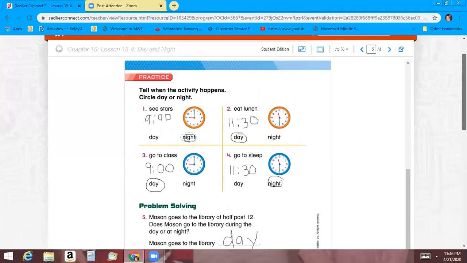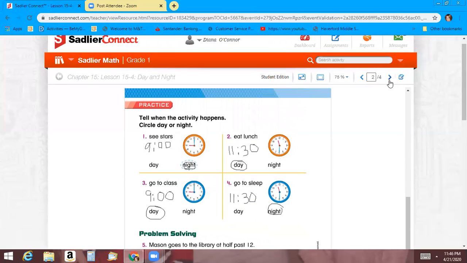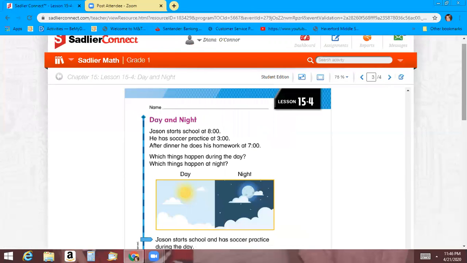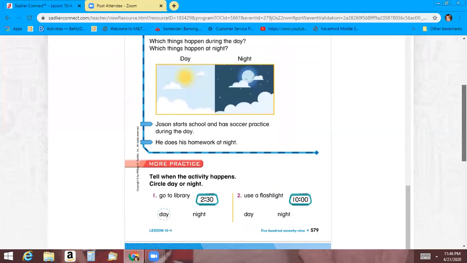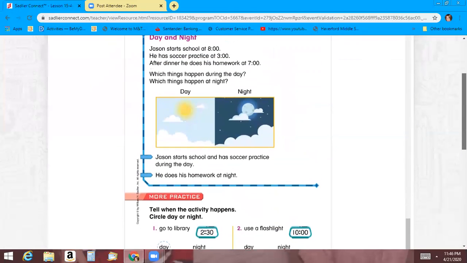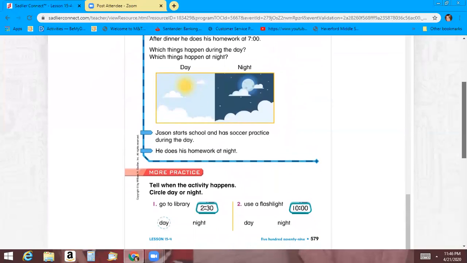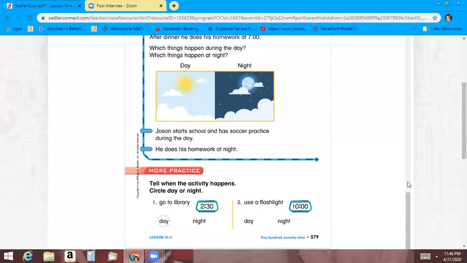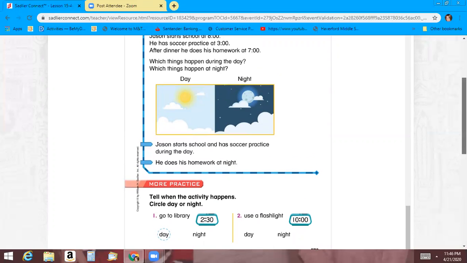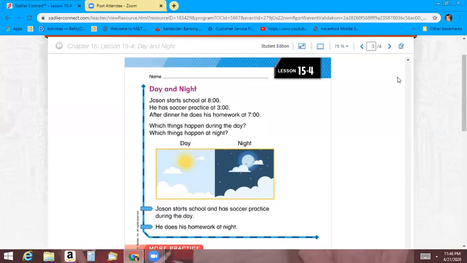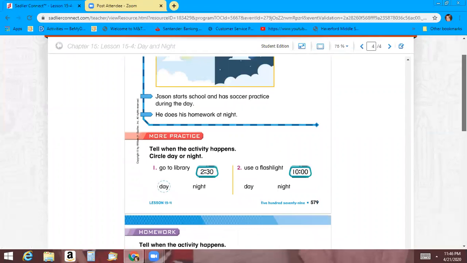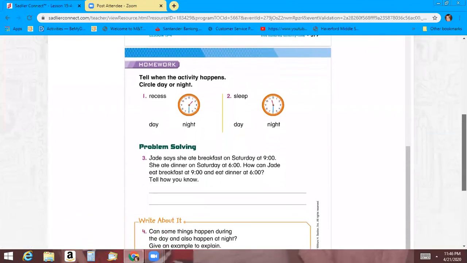Taking that information, then here's what I'm going to ask you to do. You're going to do the next 2 pages on your own. You're going to do page 579. Take a look at the activities. Take a look at those digital times for number 1 and 2 and circle if they're happening during the day or during the night. And then go ahead and turn to the next page, page 580.